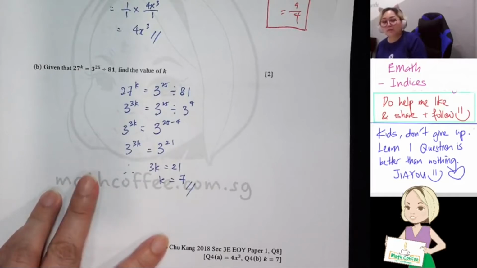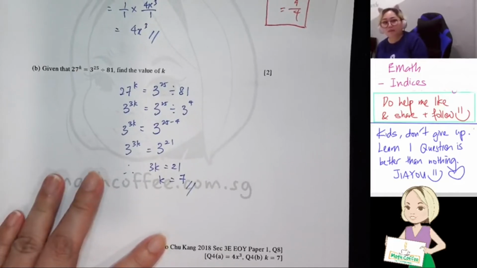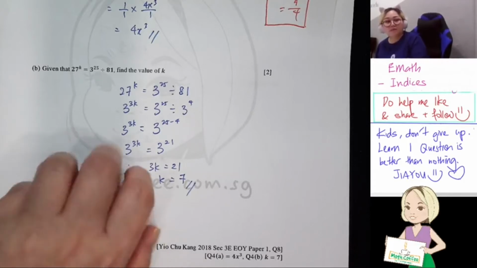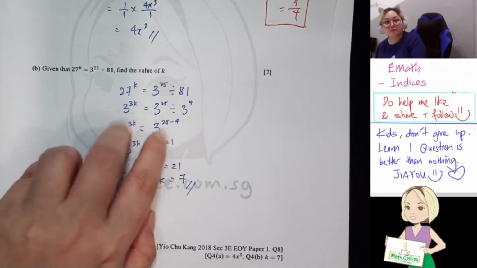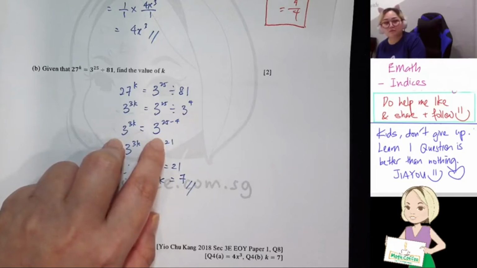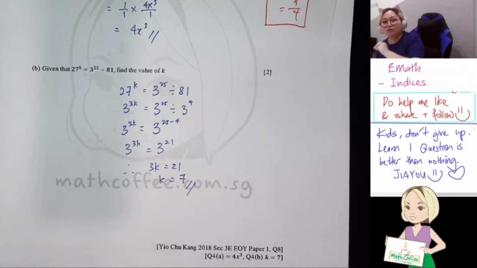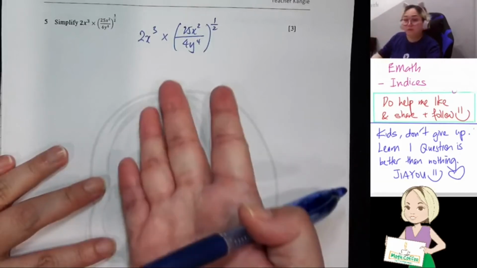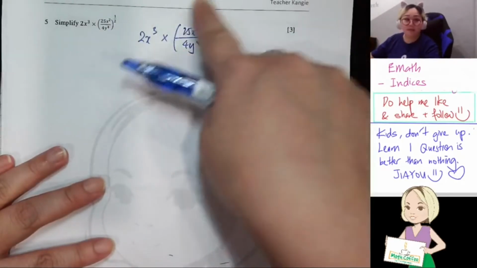You use logarithm only when you cannot change them to the same base. But this one you can change them to base 3 and then just compare the power. So you don't need to use logarithm. Imagine you use logarithm, you reach here, then after that, you still need to do log 3 and log 3. It's not practical. And anyway, this is EMath, so you're not allowed to use logarithm. Logarithm is only A Math. So over here, you can see that this one looks very complex.